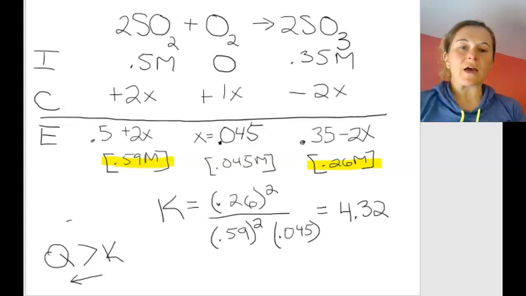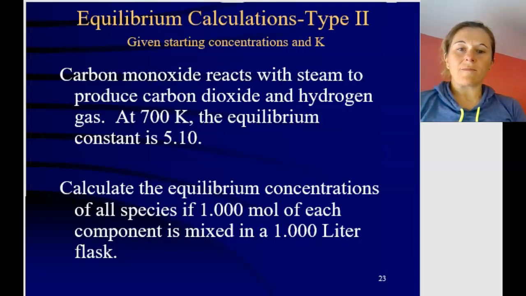And if we were to calculate out Q, which we could right here, we would see that it would be greater than 4.32 because it is moving toward the left. All right. Good job, guys. Okay, let's take a look at another problem.